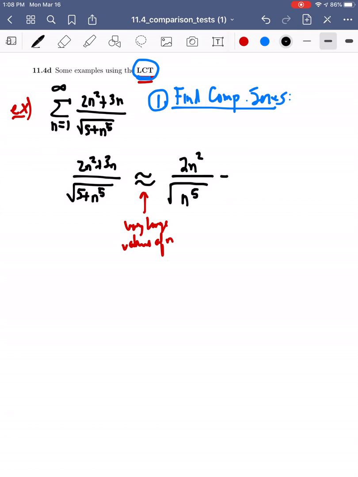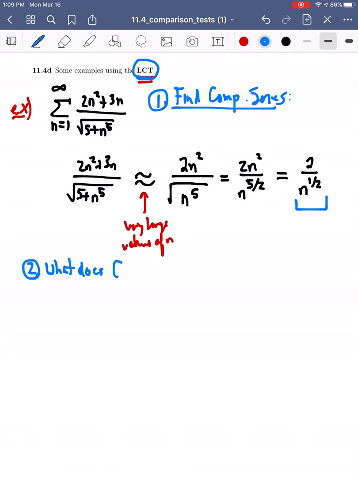So we can rewrite this using algebra as 2n squared all over n to the 5/2 power, which we can use a bit more algebra to rewrite as 2 over n to the 1/2. So this looks like our series function going forward that we're going to compare to. So let's then ask ourselves, what does this comparison series do?